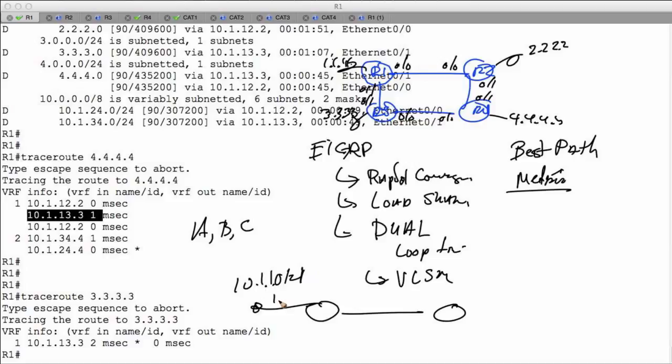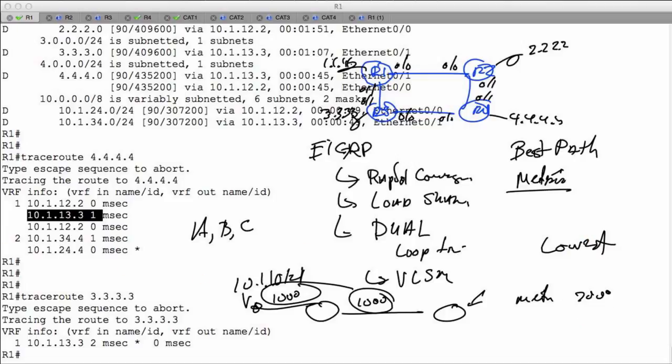Now, this is going to have a metric value. Let's say it has 1,000. Let's say the link between these two routers is also 1,000. Well, what's going to end up happening here is from the point of view of this router, it's going to take 1,000, add it to 1,000, and it's going to say I have a metric to reach this network of 2,000.